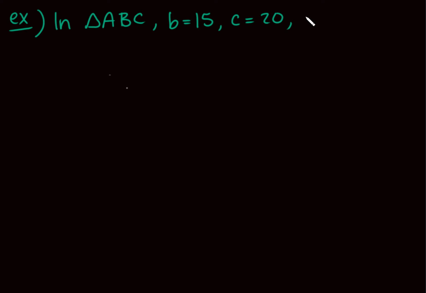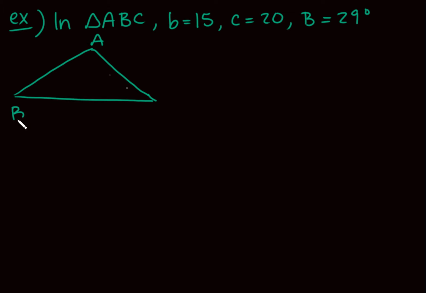Okay, so let's do one where there are two solutions, and then we'll call it good. So in triangle ABC, let's say that b is 15, little c is 20, and big B is 29. Let's let this be A, B, C. 15 then, 29 degrees, and little c is 20.